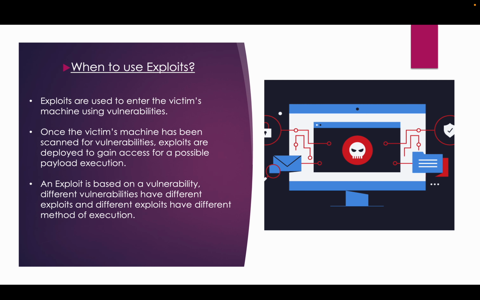Moving on, we have exploits and when to use them. Exploits are used to enter the victim's machine using vulnerabilities. Once the victim's machine has been scanned for vulnerabilities, exploits are deployed to gain access for a possible payload execution. In simpler words, once we figure out the vulnerabilities for a machine, and we know that these vulnerabilities are exploitable, we use our exploits and we gain access to the machine.